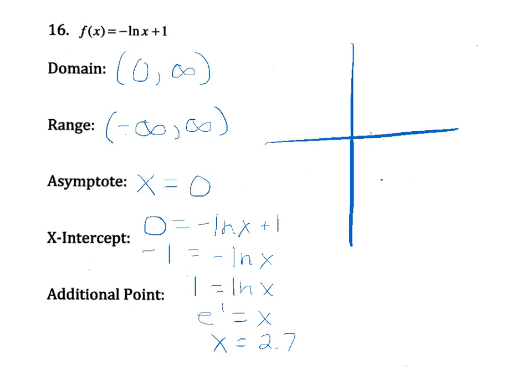So I have my vertical asymptote at 0 and my x-intercept at 2.7. And to find my additional point, I want to use my shifts. So I'm going to start at 1 and just move up 1. And because this is a negative natural log, I know that it is going to be decreasing. So my additional point ended up at 1, 1.